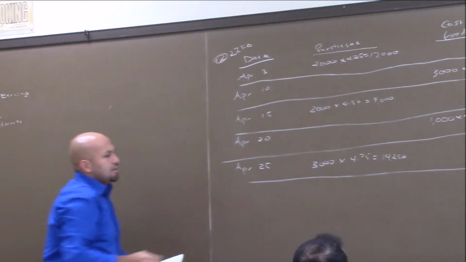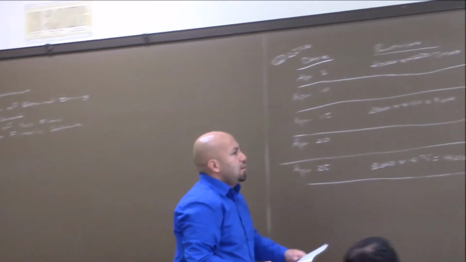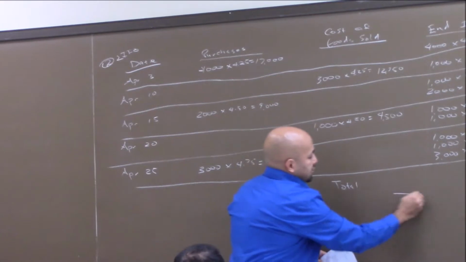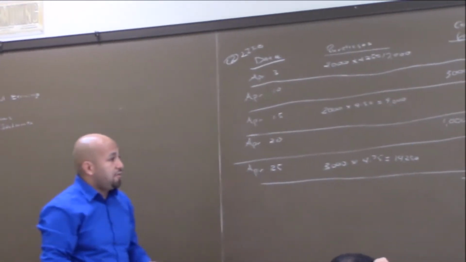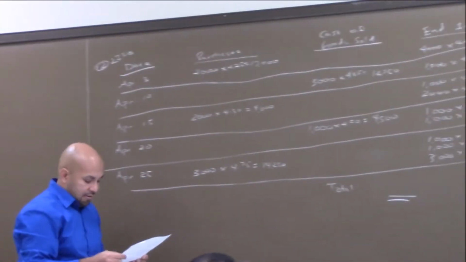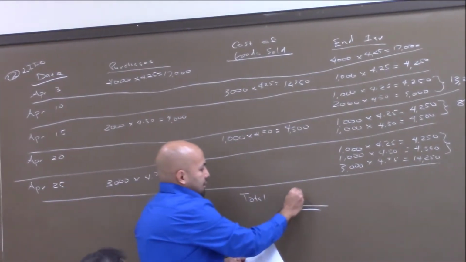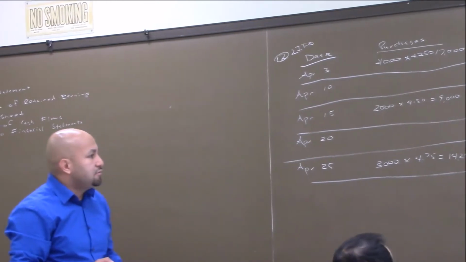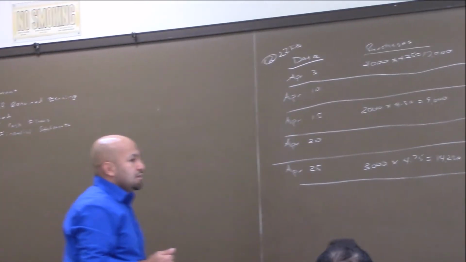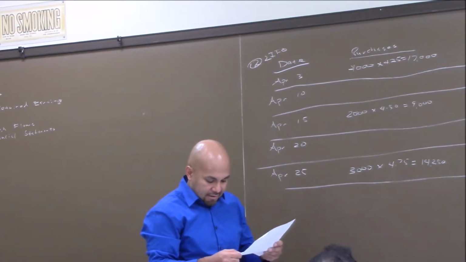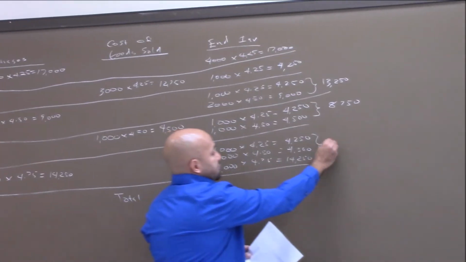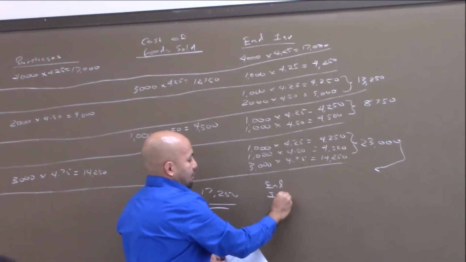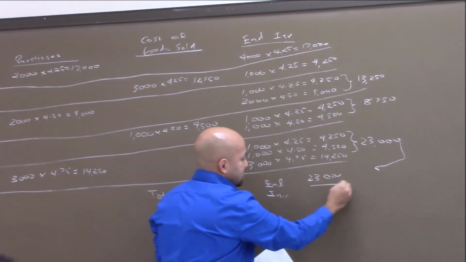Now, this particular problem, I just asked you for the total cost of goods sold. So I'm asking the total for this column. So total cost of goods sold for this example, 12,750 plus 4,500 gives me 17,250. What happens if I add the three layers? 1,000 at 4.25, 1,000 at 4.50, and 3,000 at 4.75. That's 23,000 even. So if I were to ask you for the ending inventory, that would be your answer, 23,000.